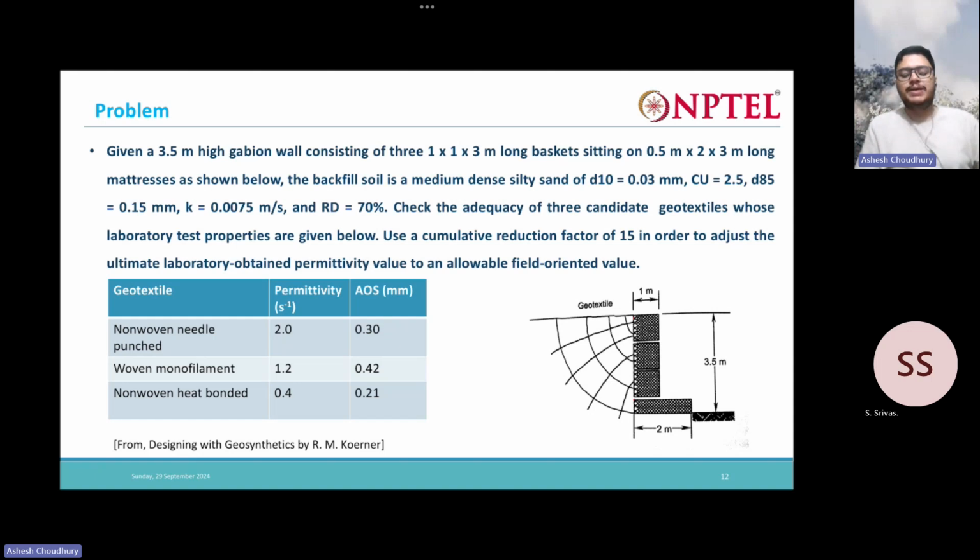You have steel meshes, steel nets within which you fill the aggregates and you form certain blocks. Baskets of steel mesh within which you put the aggregates, and that actually forms the Gabion, and with that you have constructed a wall. That is the situation here, and there you are using a geotextile as a filter. Now you have three candidate geotextiles, and you have to say which geotextile you should use for your design. Just read the question once and I will solve it for you.